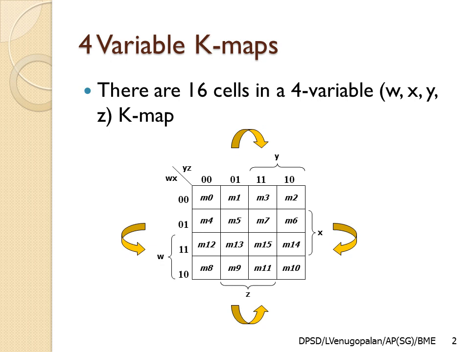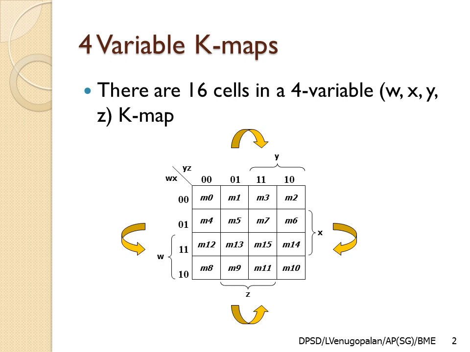So, like I said, if n is the number of variables, 2 raised to n would be the number of minterms or number of cells in a K-map. So since it's a 4-variable K-map, we'll have 16 cells. The variables, for example, can be w, x, y, and z. We can also have a, b, c, and d, any alphabets that you fancy. It's not necessary that you have to have w, x, y, and z. It can be a, b, c, and d as well.